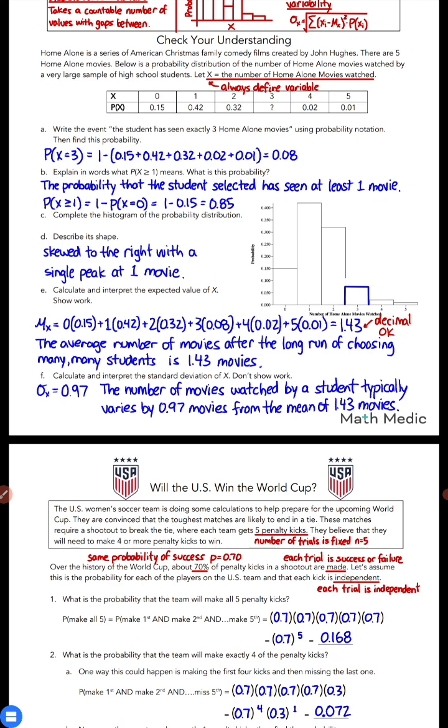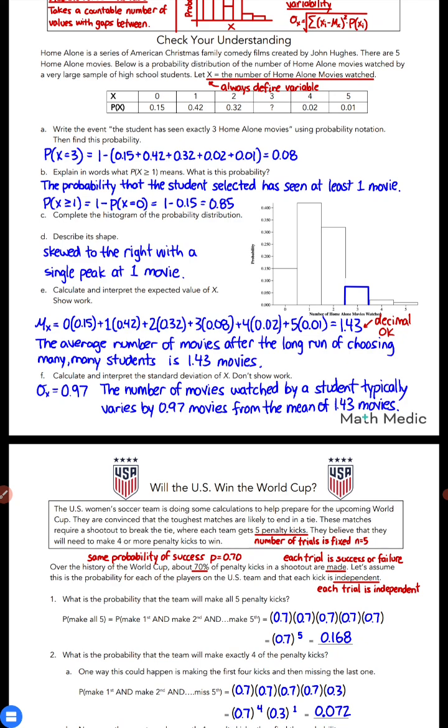Below is a probability distribution of the number of Home Alone movies watched by a very large sample of high school students. And this time our random variable x is going to stand for the number of Home Alone movies watched. Okay? So we've got our probability distribution here. And the first question we're asked is, what must be the probability that someone watched 3 of the movies?